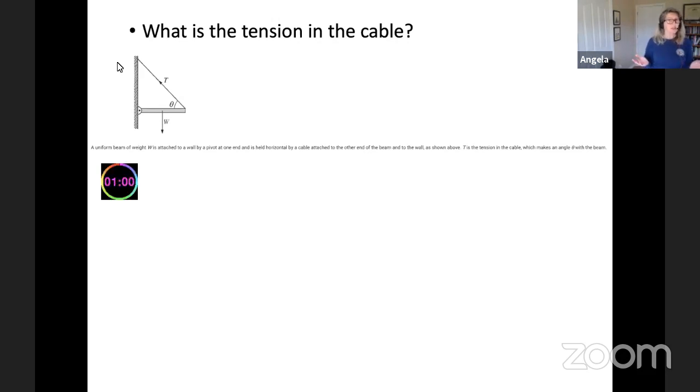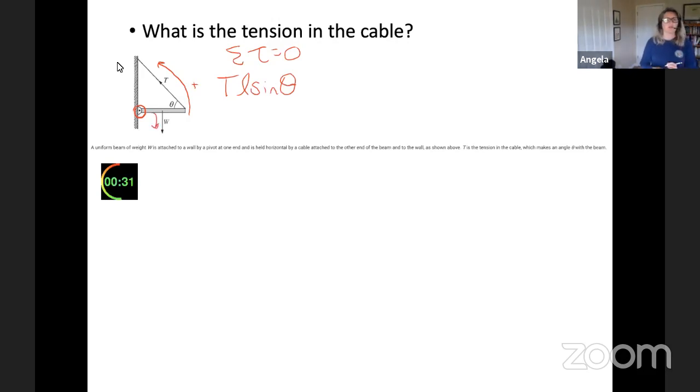Okay, so the system is in rotational equilibrium. So you know the sum of the torques is equal to 0. Here is your pivot point at the hinge. So what we want to do is say this is a counterclockwise torque from the tension in the cable, so that'd be positive. So it would be tension times the length of the beam times the sine of theta. And then this torque would be clockwise.